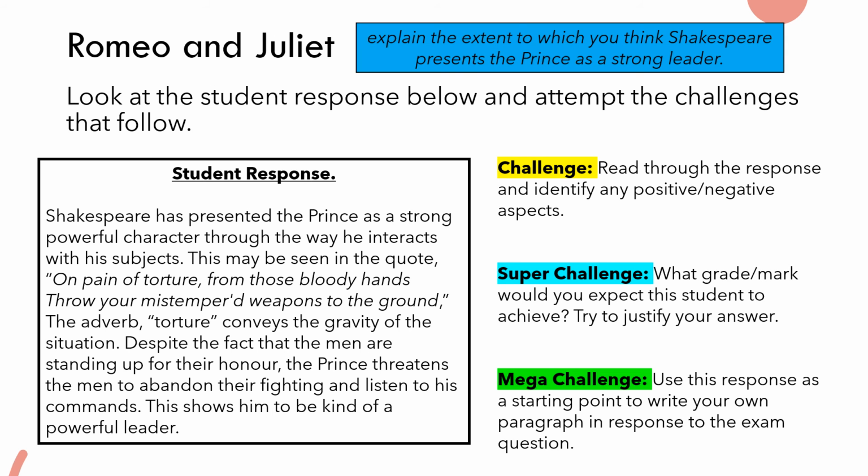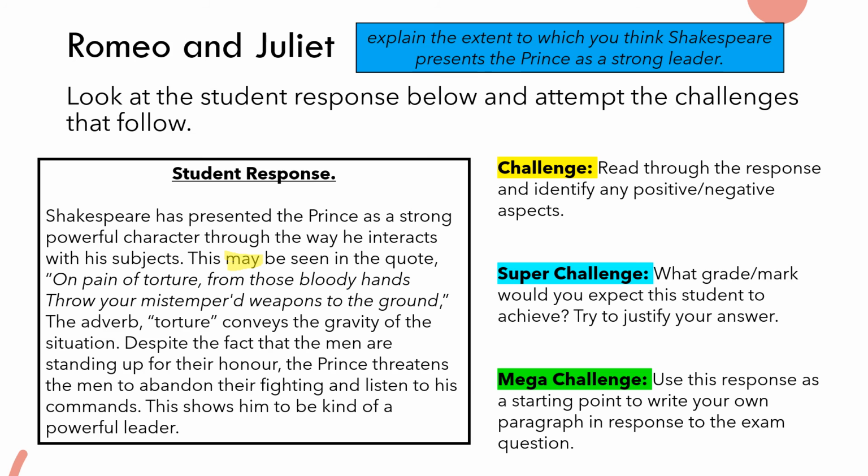Now, when we actually look at this, there are a few things that do work well. For example, it is quite a good quotation that has been used, but think about some of the language that's been used. Something that caught my eye as I looked through it is the way that the student is presenting his ideas. Some of these words sound very uncertain. For example, "this may be seen in the quote." That doesn't sound like this person's very confident. It doesn't sound like they're very sure about what they're trying to say.